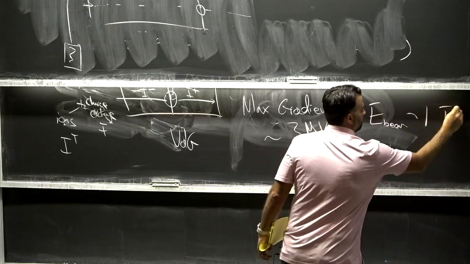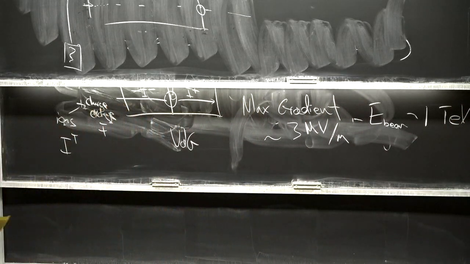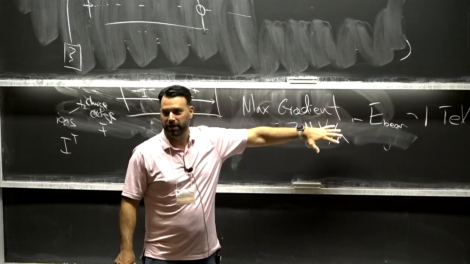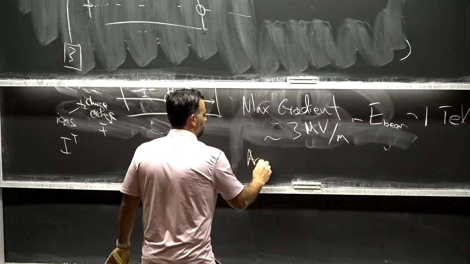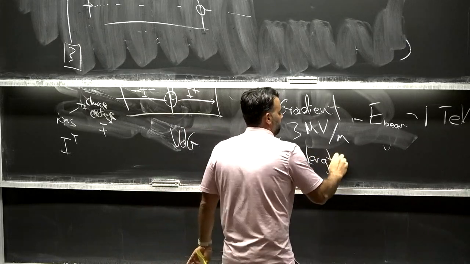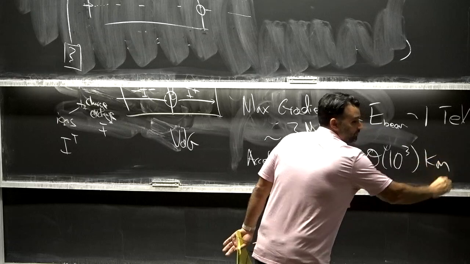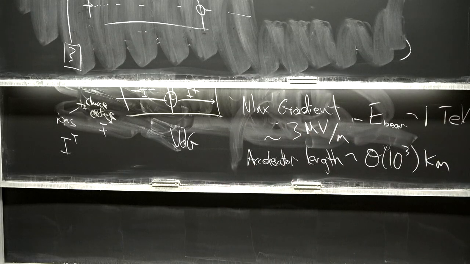was really a TeV, okay? That's just getting into today's technology, not the future. Well, unfortunately, with a gradient of order of megavolt per meter, now we have to have an accelerator length that's going to be of order 1,000 kilometers. Okay? Now, it kind of sounds abstract in terms of, okay, 1,000 kilometers, no big deal.